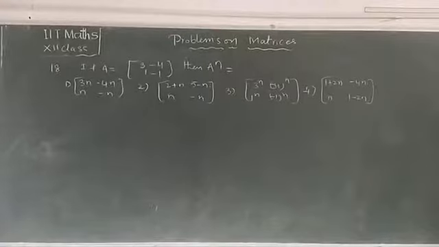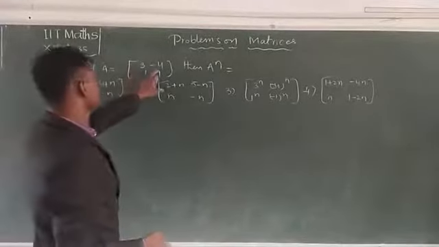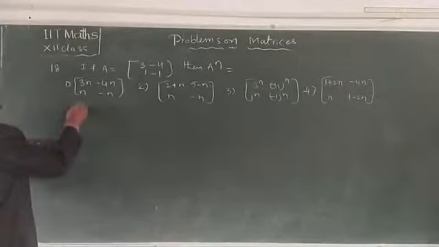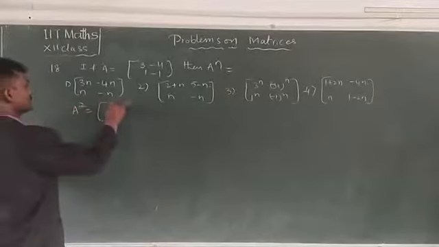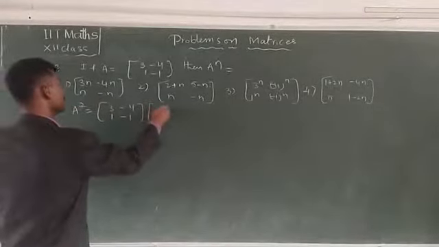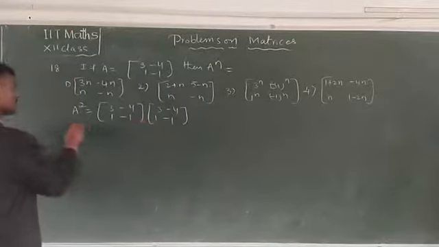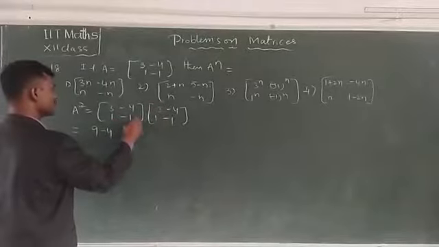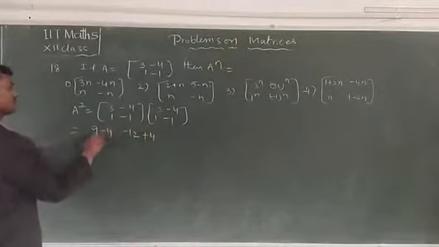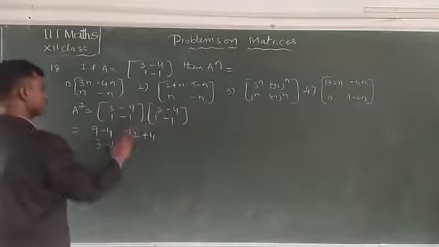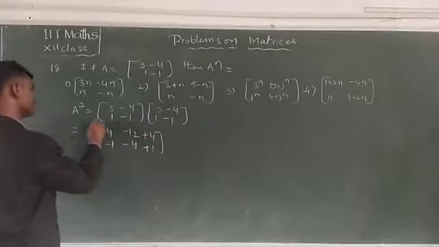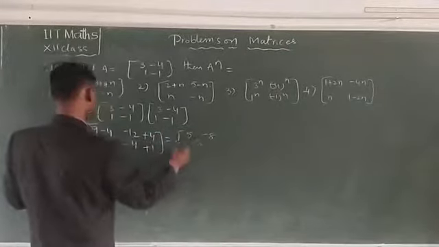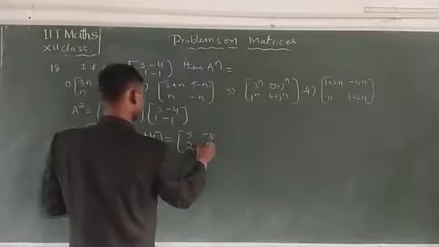Okay, next problem, the 18th one. If A is equal to the matrix [3 -4; 1 -1], then find A to the power of n. See here, A square is equal to [3 -4; 1 -1] into [3 -4; 1 -1]. Now we can multiply: 3 into 3 is 9, 4 into 1 is minus 4, 3 into 4 is minus 12, 4 into 1 plus 4, 1 into 3 is 3, 1 into 1 is minus 1, 1 into 4 is minus 4, 1 into 1 is 1. Now it is equal to 5, minus 8, 2 and minus 3.